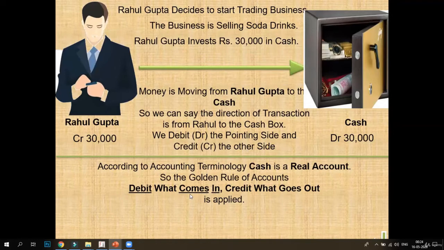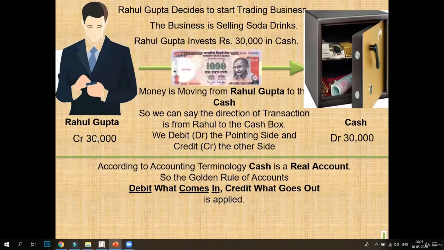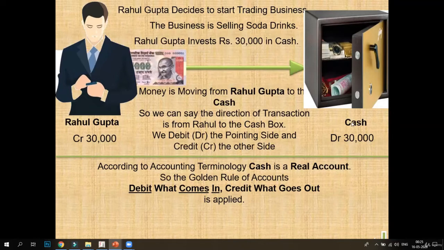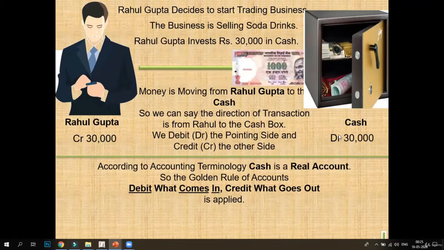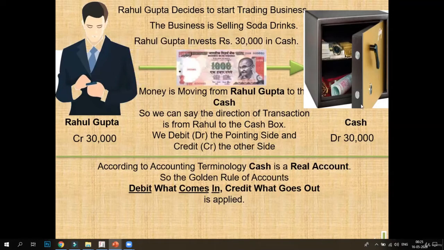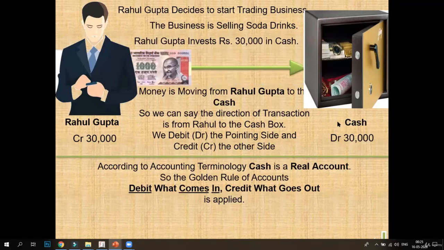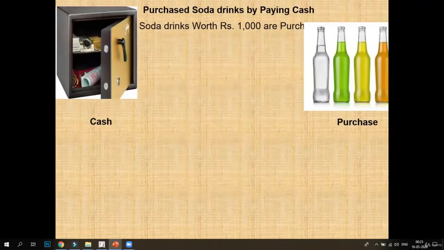As per the accounting rules, cash is a real account. So debit what comes in and credit what goes out, or debit the receiver, credit the giver. Here the giver is Rahul Gupta, so Rahul Gupta will be credited, and cash is coming in, our real account is adding, so we'll debit the cash account. Now our entry becomes cash account debit to Rahul Gupta's account.